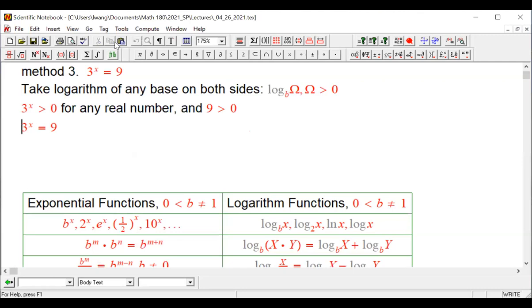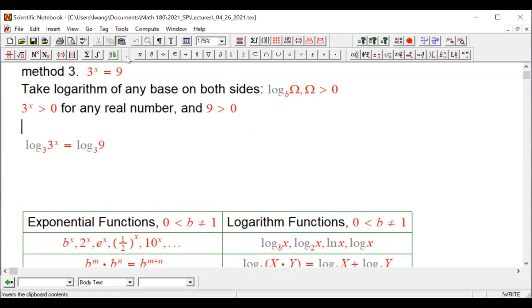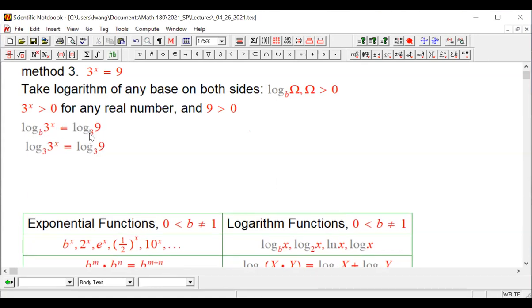Then you say, well, if I'm taking the logarithm on both sides, could I take any base? The answer is yes. We can take any base, and you can choose your base. Then you say, well, can I choose any base? Yes. So suppose I choose base three. Let me still bring back the any base: as long as that base is greater than zero and not equal to one. The any base of your choice must be in that case.